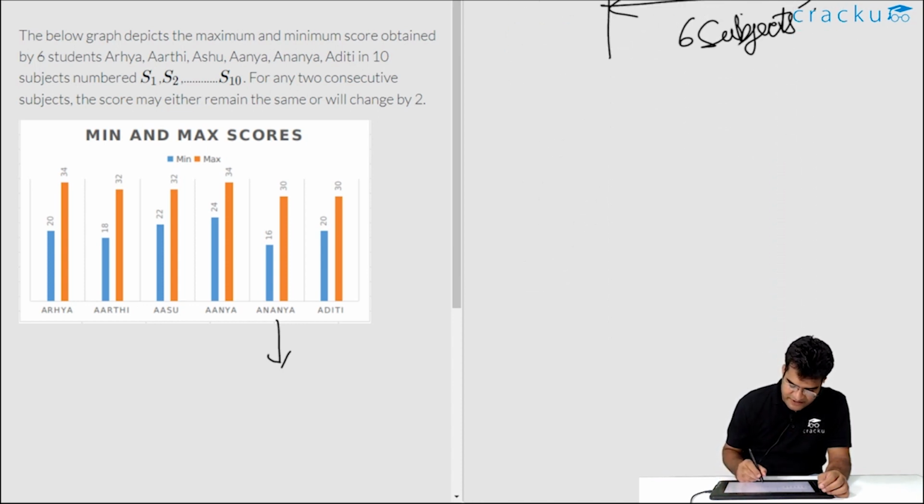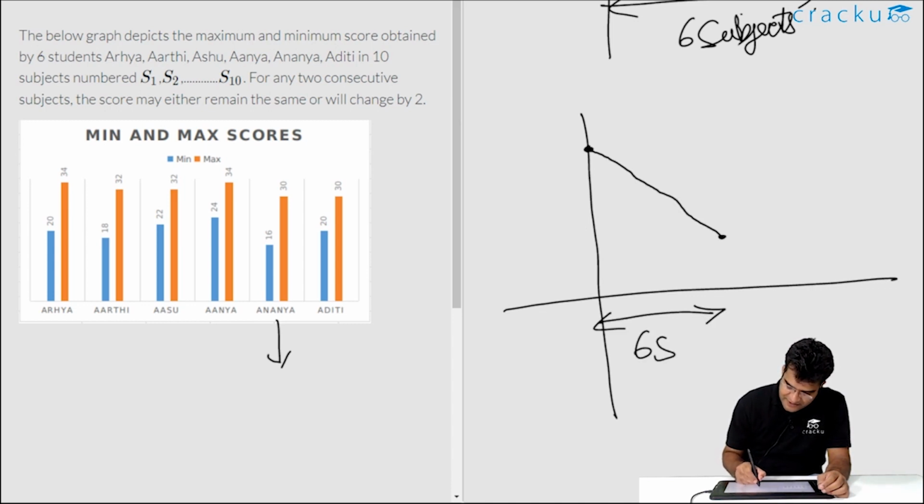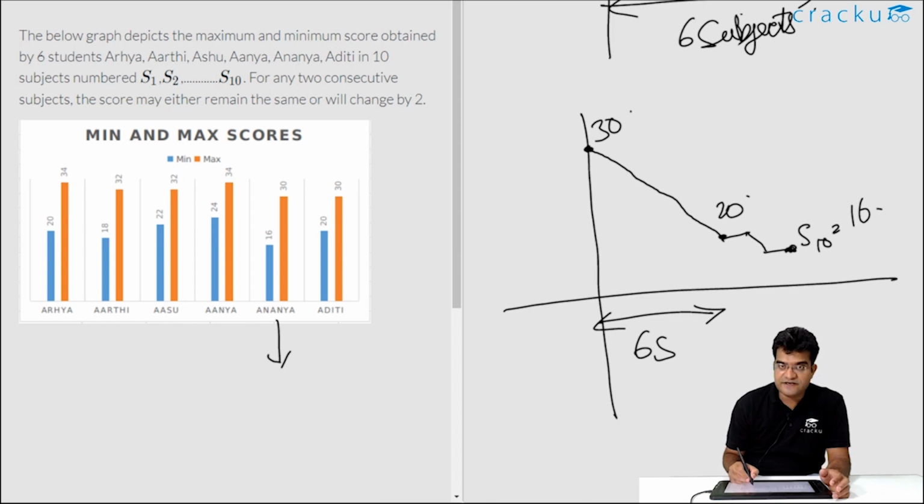If we are looking to minimize her score, we have to again make a downward trending graph where she starts from 30, comes down as much as possible in the first 6 subjects. She will come to 20 where she starts from 30, and here flatten out a bit or come down and then flatten, finally ending at S of 10 equal to 16. Notice that it is not needed that S of 10 is equal to 16, but what is more important is that this has to be a straight line. There can't be any flattening out in the first 6 subjects if you are trying to minimize S of 6.